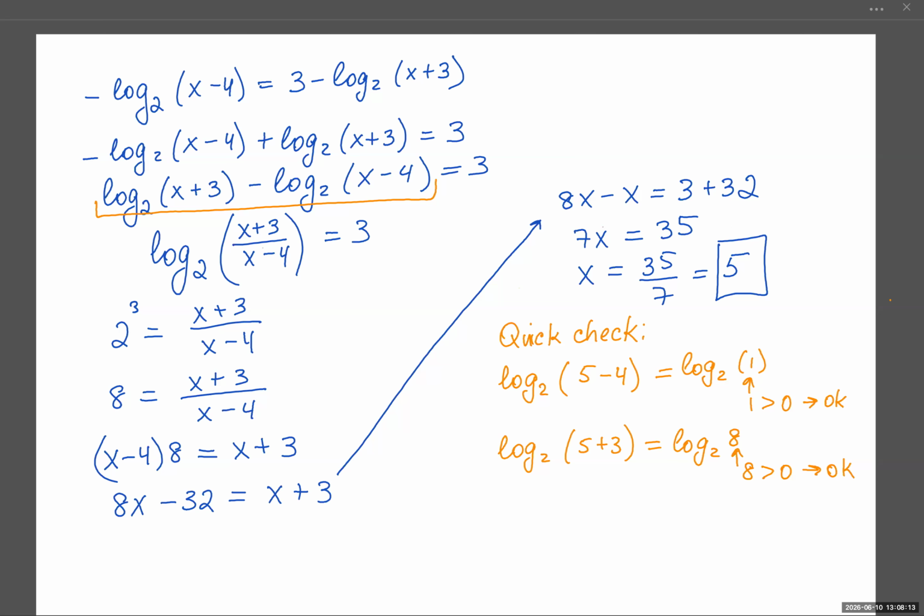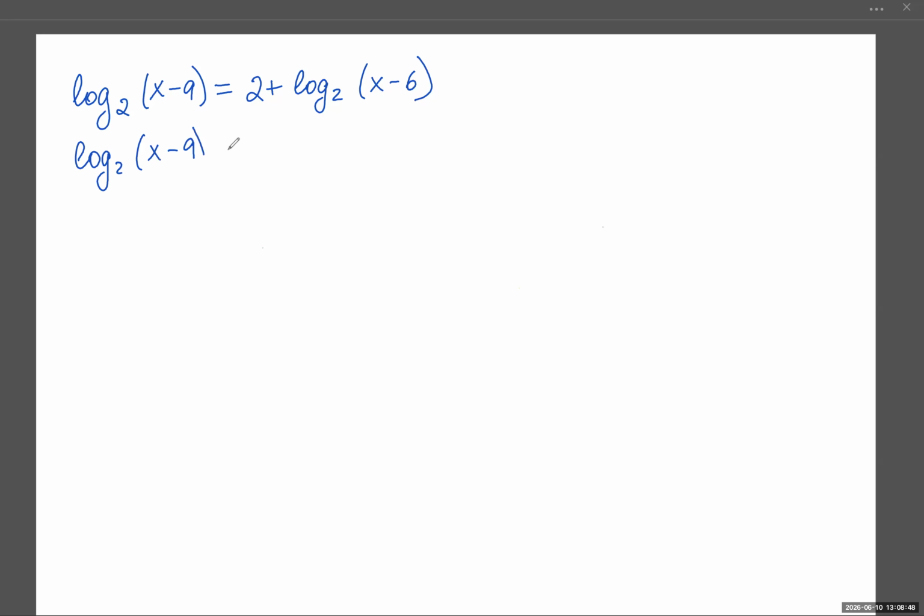Okay, let's try it one more time. Log base 2 of x minus 9 equals 2 plus log base 2 of x minus 6. Sometimes you look at the problem and it looks fine, but let's go ahead and solve it. So once again, all the logs need to be on one side. So log base 2 of x minus 9 minus log base 2 of x minus 6 equals 2.